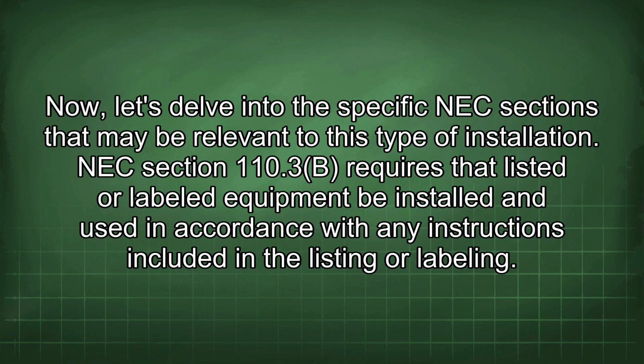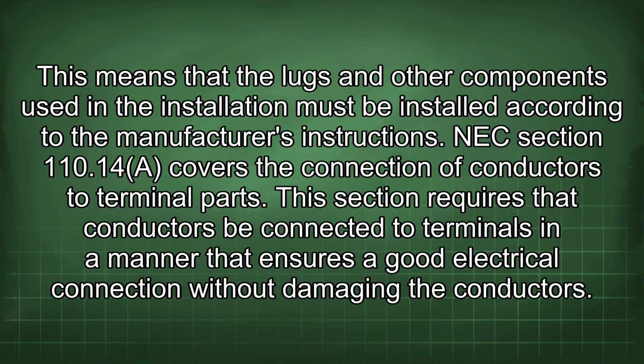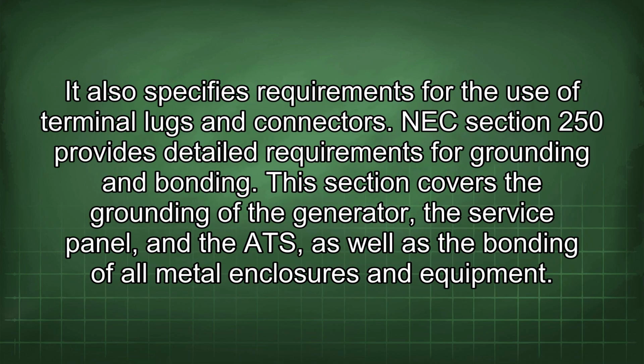NEC Section 110.3(B) requires that listed or labeled equipment be installed and used in accordance with any instructions included in the listing or labeling. This means that the lugs and other components used in the installation must be installed according to the manufacturer's instructions. NEC Section 110.14 covers the connection of conductors to terminal parts. This section requires that conductors be connected to terminals in a manner that ensures a good electrical connection without damaging the conductors. It also specifies requirements for the use of terminal lugs and connectors.